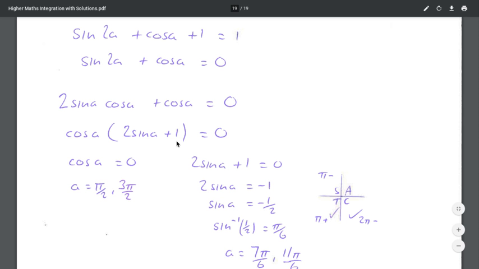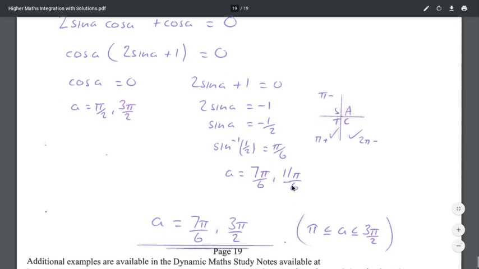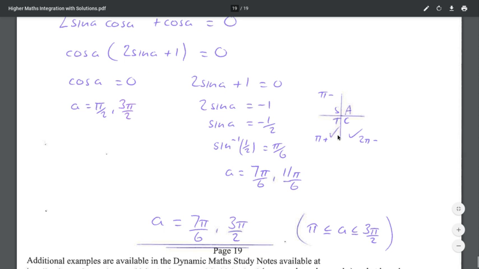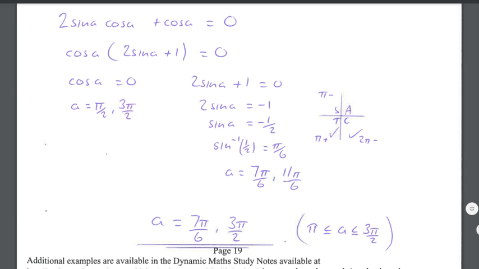Or 2 sine a plus 1 equals 0. So 2 sine a equals negative 1, divide through by 2. Sine a is negative a half, so we're looking in the third and fourth quadrants. So the inverse sine of a half is pi by 6, or if we'd like to think in degrees, guys, but we need to write our answer in radians as it's an integration question, that'd be pi by 6. So our answers would be pi plus pi by 6 and 2 pi minus pi by 6.